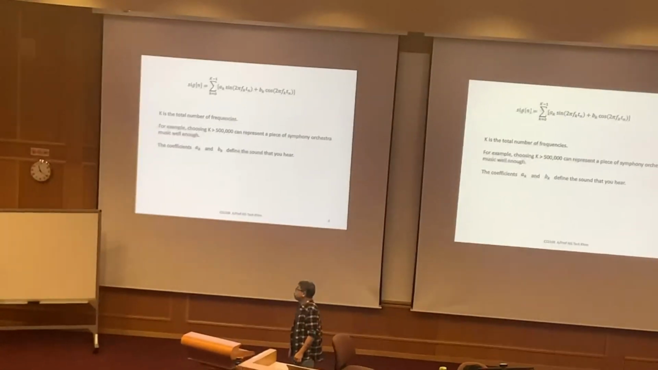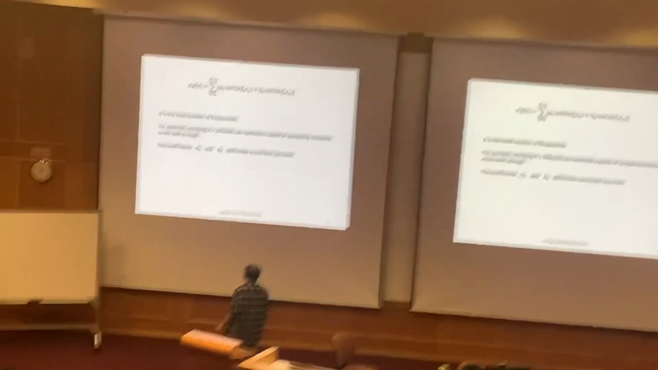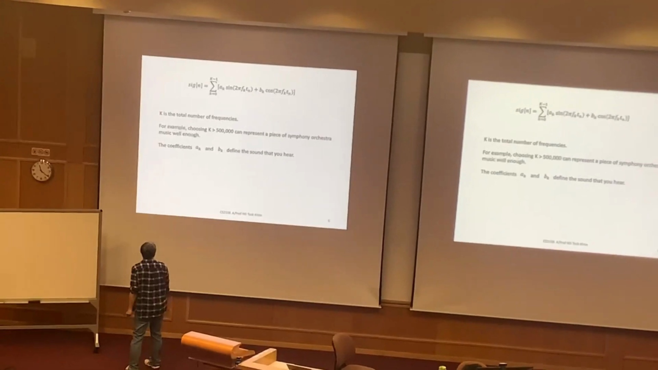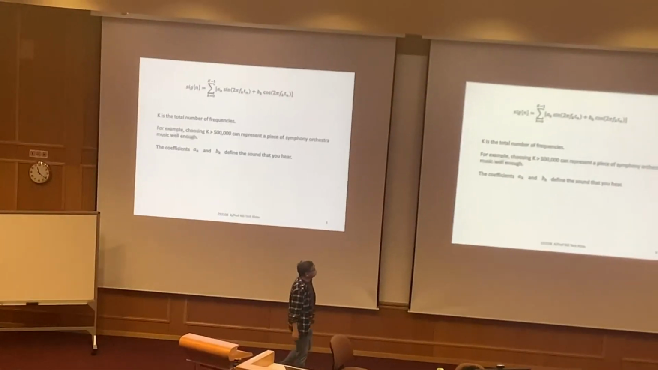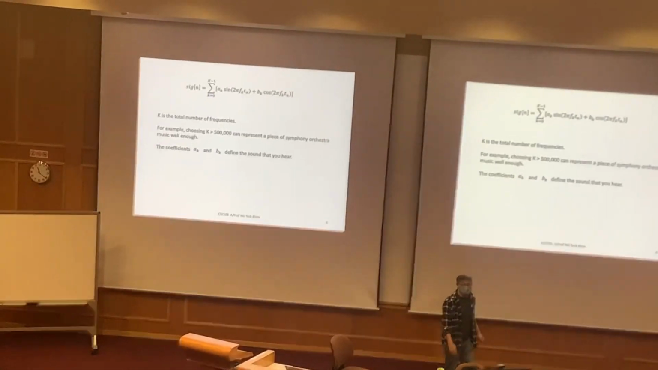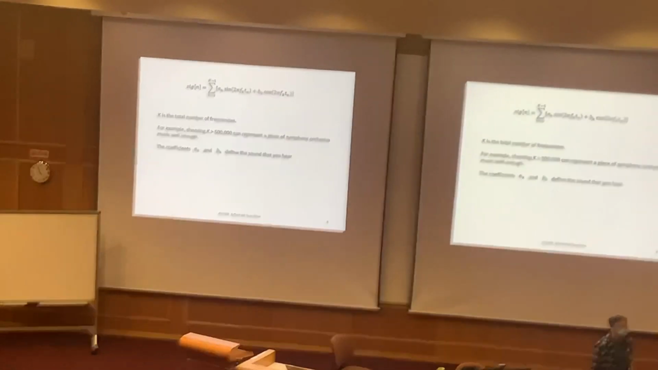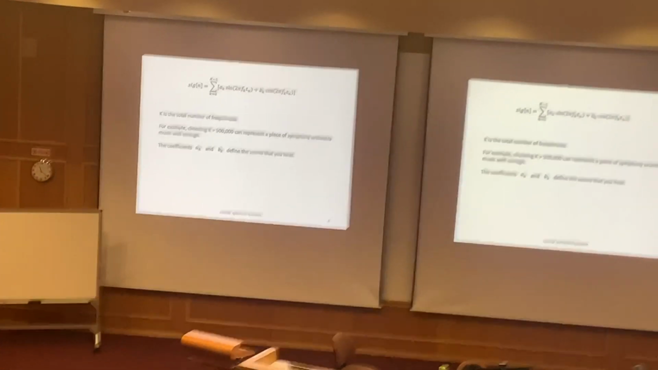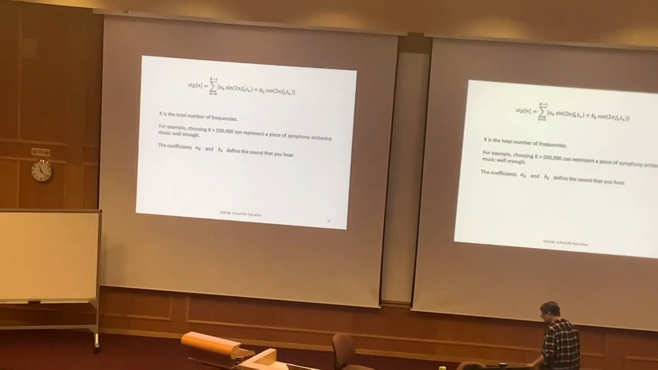So K is the total number of frequencies. For example, choosing K greater than 500,000 can represent a piece of symphony orchestra grade music well enough, right? The coefficients define the sound that you hear. Any sound that you hear can be represented by the same set of frequencies. The only difference is the amplitude of that frequency, which defines what you hear. Very important.